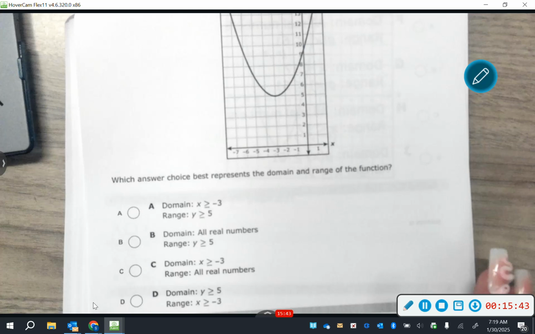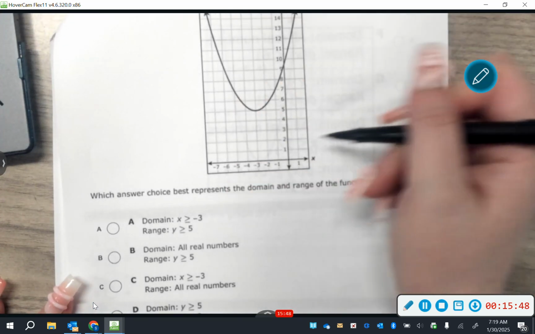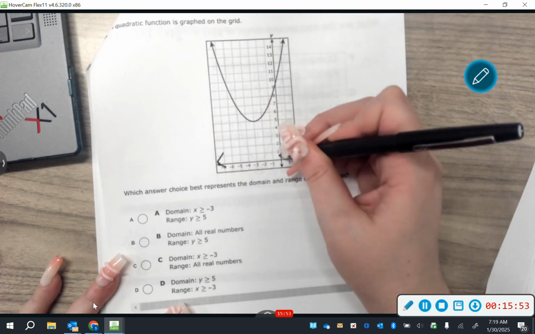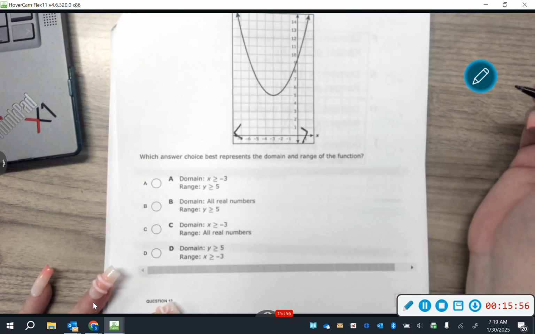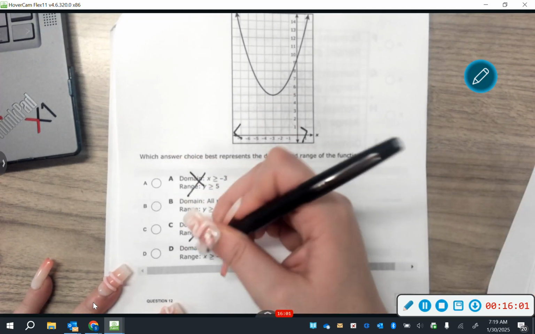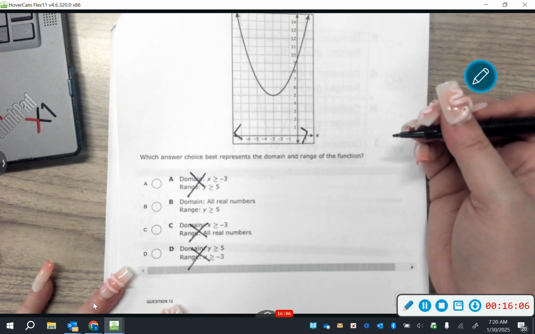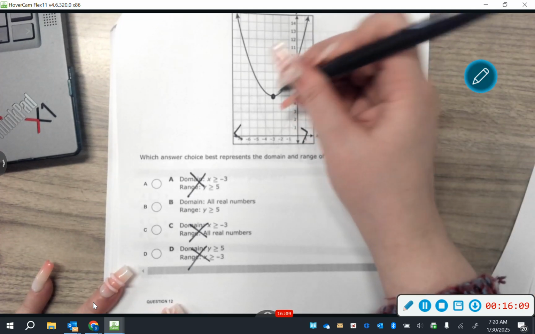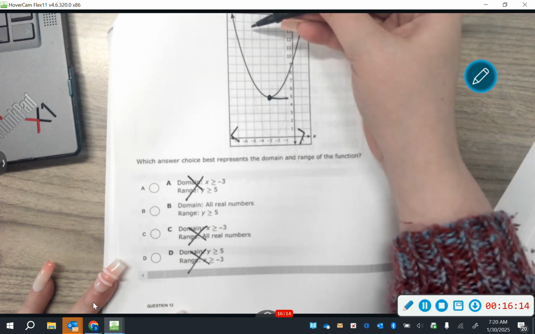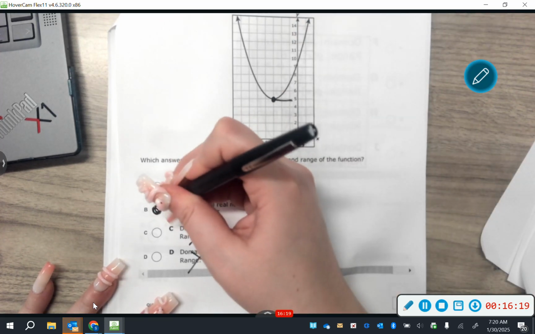Okay. Once again, here's a domain and range question. Domain and range. Remember, domain is left to right. It's your x values. Well, there's nothing stopping this graph from going to the left or right. So we call that all real numbers. So anything that does not say my domain's all real numbers, we can get rid of, which in this case was all of them. Let's talk range though real quick. On this one, we had a minimum value. The lowest we could go was 5. So I could be 5, or I can be bigger than 5. Our math way of saying that is y is greater than or equal to 5.